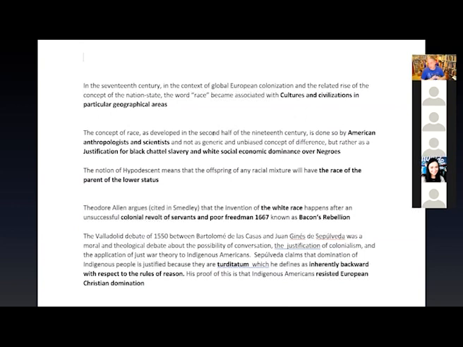And so the separating out of the labor force, to make a distinction between white labor and black labor, so as to control the overall structure of labor, seems to be a pretty significant moment of this. And so really all this is just recognizing that, right? So the line here that Allen argues in the Smedley is that the invention of the white race happens after an unsuccessful colonial revolt of servants and poor freedmen in 1667, known as Bacon's Rebellion. Just that kind of factoid is really all that you need to know about that broader issue.